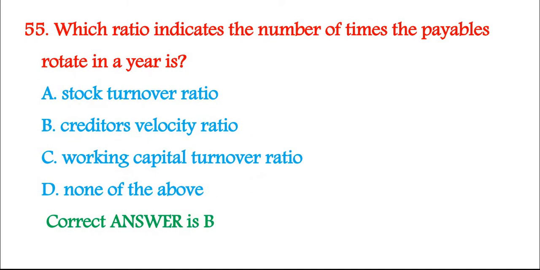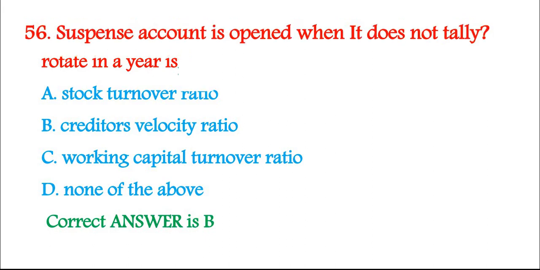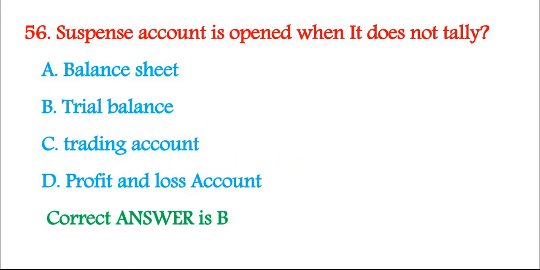55. Which ratio indicates the number of times the payables rotate in a year? A. Stock turnover ratio, B. Creditors velocity ratio, C. Working capital turnover ratio, D. None of the above. Correct answer is B. 56. Suspense account is opened when it does not tally: A. Balance sheet, B. Trial balance, C. Trading account, D. Profit and loss account. Correct answer is B.